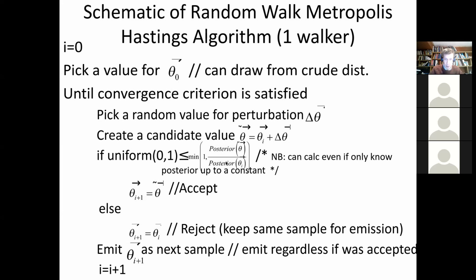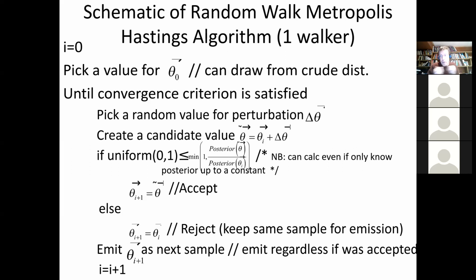I say that if this is greater than 1, then we're definitely going to go, because a uniform from 0 to 1 will always be less than or equal to 1. And so in that case, we would accept. Our candidate becomes our new value. Otherwise, we just retain our current value. We just stay at the same place: theta sub i plus 1 is the same as theta sub i. And then we're going to emit that new sample. Regardless of whether it's accepted or not, we're going to emit it as our sample.